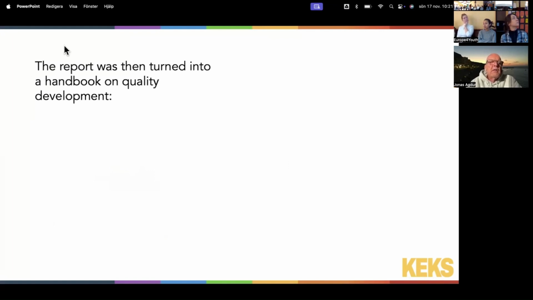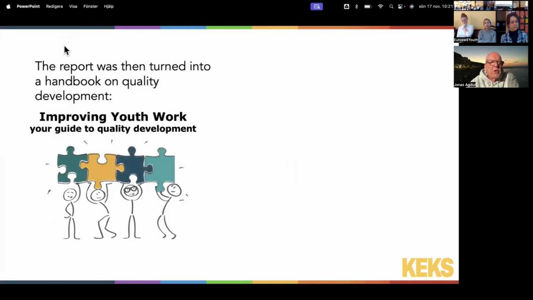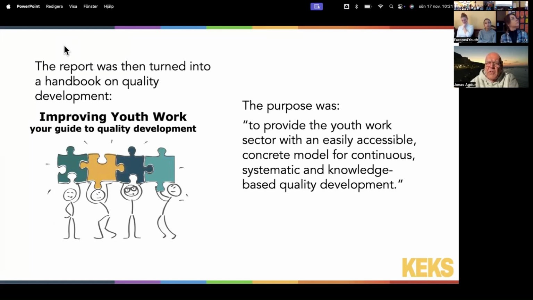So this report was then turned into a handbook on quality development, Improving Youth Work: Your Guide to Quality Development. And the purpose was, of course, to provide the youth work sector with an easily accessible, concrete model for continuous, systematic, and knowledge-based quality development.